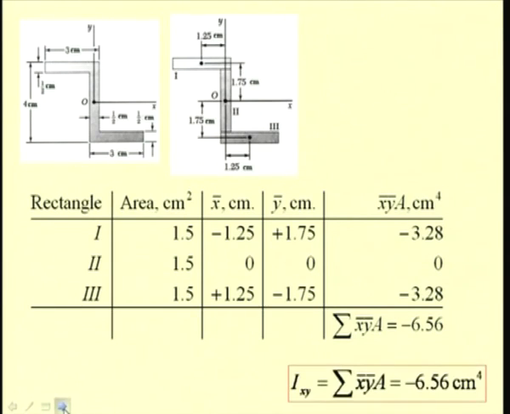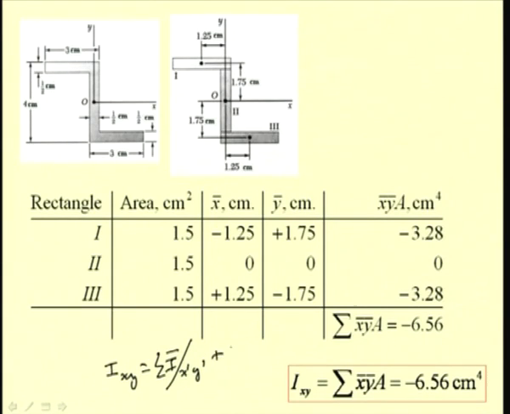Once we know this value, we can determine Ixy. This Ixy is equal to I bar x prime y prime sigma, that is the sum of the products of inertia of all these individual areas with respect to their centroidal axis, which is 0. So, this quantity becomes 0 plus this sigma x bar y bar A, and this is the quantity that we have just found, minus 6.56, and that gives the product of inertia Ixy of this complete section or area with respect to this Oxy axis.